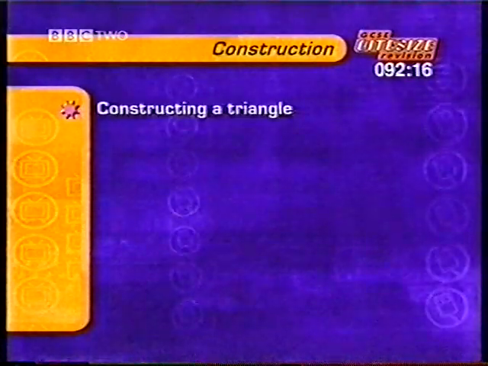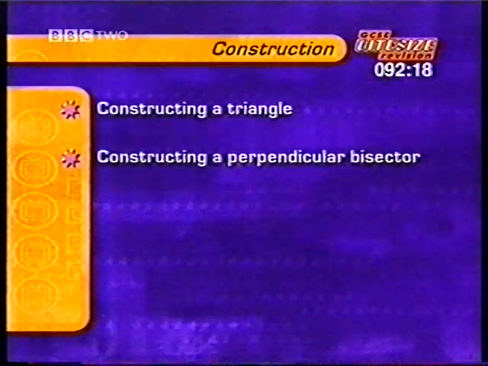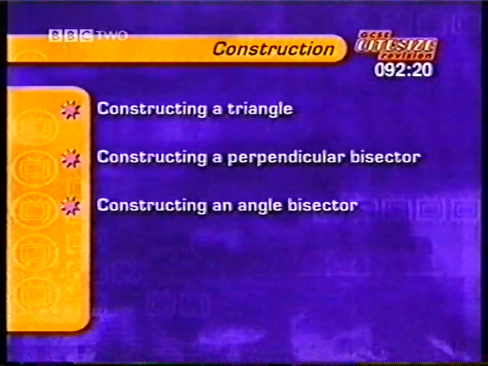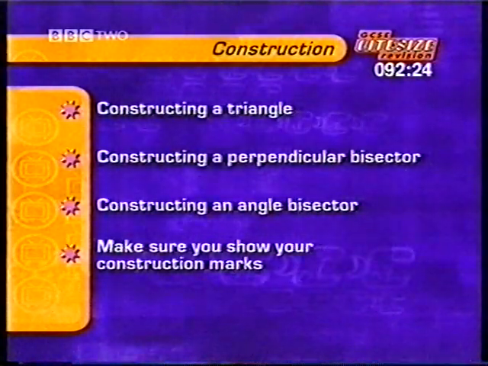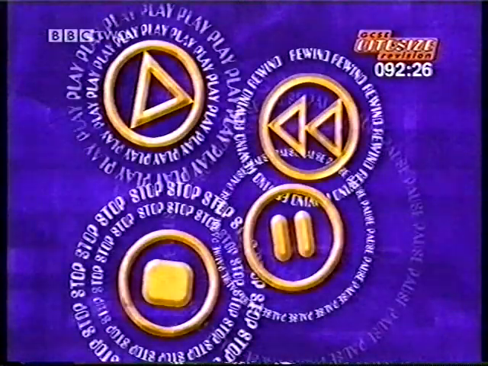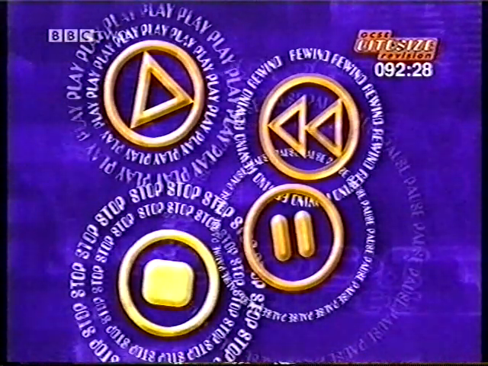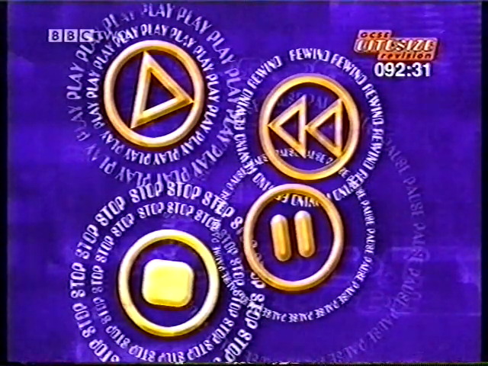So, in this section, you've seen how to construct a triangle, a perpendicular bisector and an angle bisector. Don't forget you must show your construction marks or you will lose marks in the exam. That's the end of the section on construction.